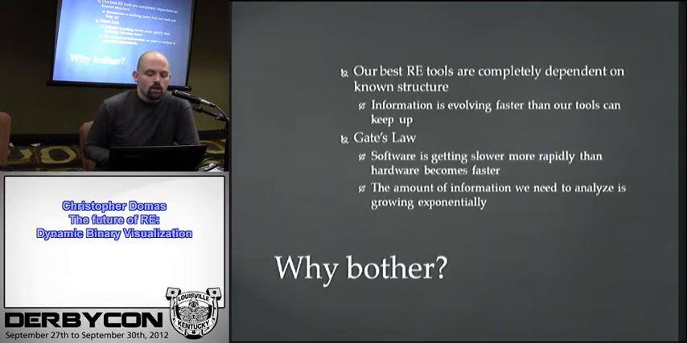The other issue might be colloquially called Gates's law, named after that guy that we all love. So this essentially says that software is getting slower more rapidly than hardware becomes faster. It's basically the counter to Moore's law. And what this means from a reverse engineering perspective is that the amount of information we need to analyze is growing exponentially. So if processor power is doubling every 18 months, the number of instructions that processor is actually executing is growing at an even faster rate. So from a reverse engineering perspective, that means we have a lot more information to analyze. And we just can't keep up because our tools aren't becoming exponentially more powerful.